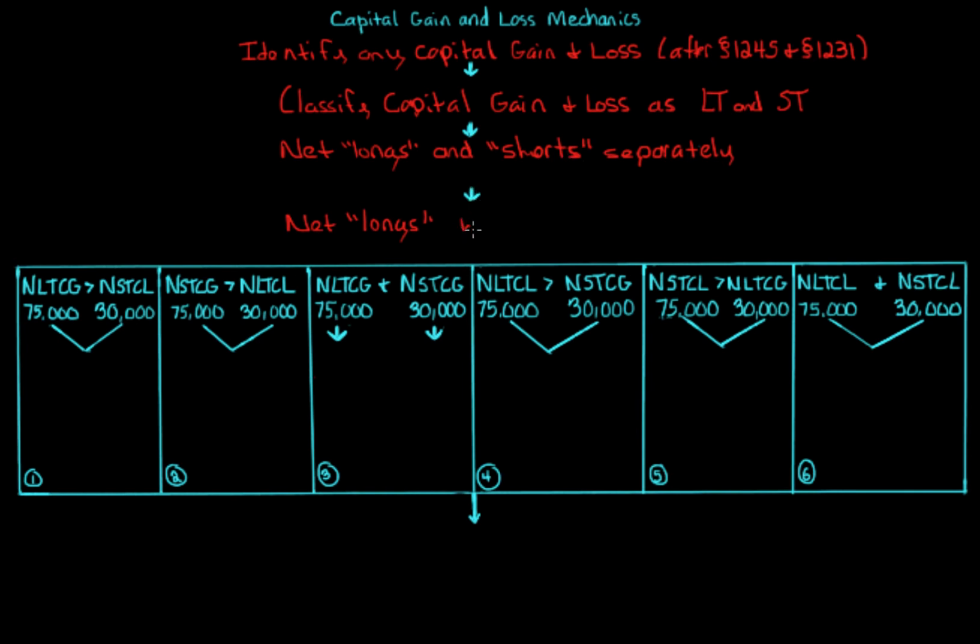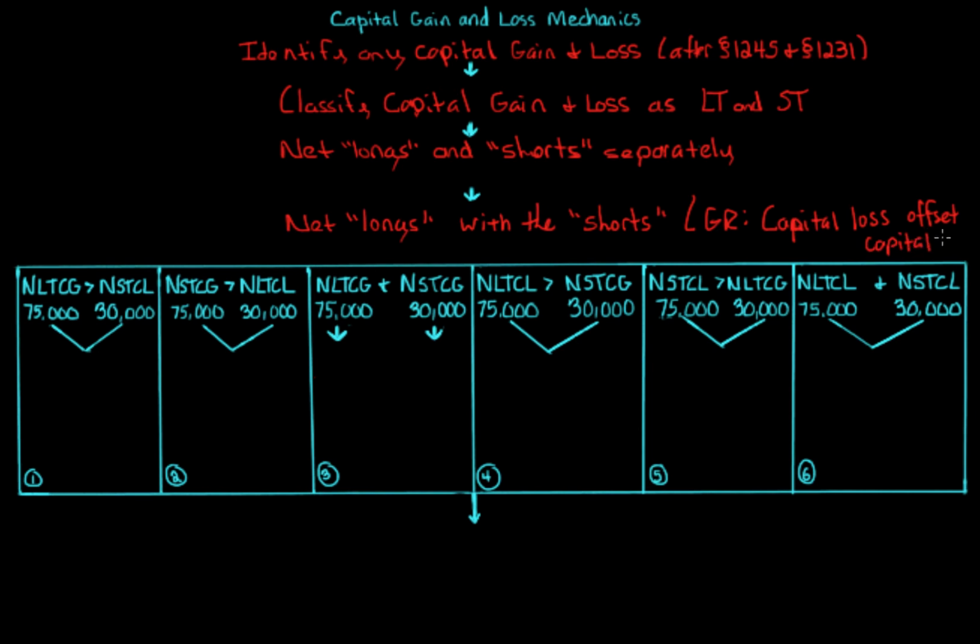So we net the longs with the shorts. And the general rule is that a short-term loss or a long-term loss can offset a short-term gain or a long-term gain. So basically, capital losses can offset any capital gains. That's really the practical rule. So as a general rule, any capital loss can offset any capital gain, whether it's long or short term.